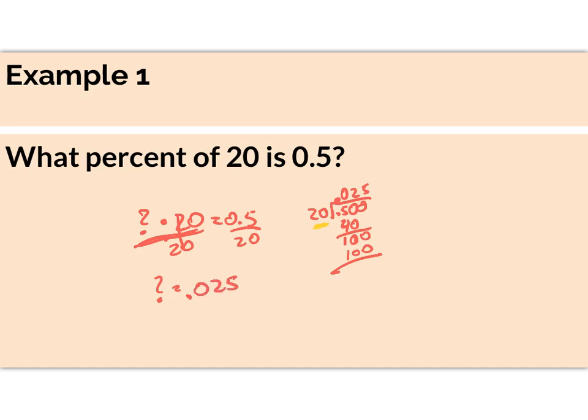0.025 is our answer. But is this a percentage? No, it is not. In order to move a decimal to a percent, you have to multiply by 100. And when we multiply by 100, it's 2 zeros in 100. That means we move the decimal place 2 places to the right. So what percent? 2.5% of 20 equals 0.5. And you can always check this by multiplying 2.5% times 20 and see what you come up with.